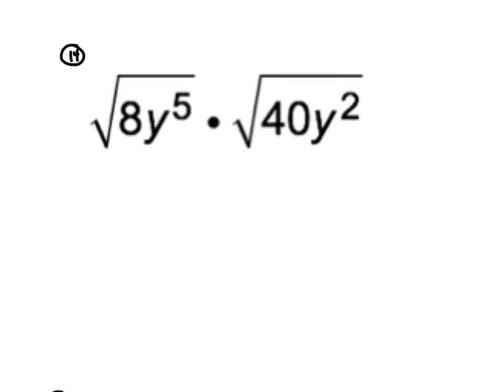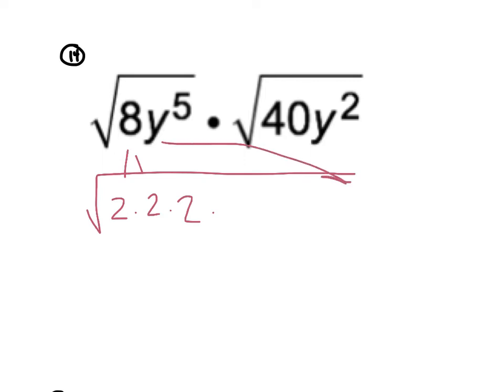Okay, so we have 2 radicals with the same index, so we can combine them. I'm going to break this down into 2 times 2 times 2, because we know 8 breaks down to 2 times 2 times 2, and 4 breaks down to 2 and 2. And then we have 5 y's, which I'm going to write at the end. So I'm just going to break down the 40 now.